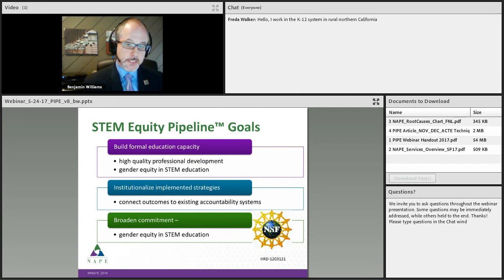But today's focus is really coming out of a National Science Foundation funded grant that NAEP has been implementing. We're actually in the 10th year of 10 years of this program. The first 5 years were between 2007 and 2012, called STEM Equity Pipeline 1.0, and then STEM Equity Pipeline 2.0 has been since 2012 and through this year, actually ending at the end of September. Through this process, we've been able to work with 20 states to first, as you can see from these goals, build the formal education's capacity through high-quality professional development focused on gender equity and STEM education, in many cases through career technical education, institutionalize those implemented strategies by connecting those outcomes to existing accountability systems, in particular the Perkins accountability systems, where we have the non-traditional participation and non-traditional completion, which we'll talk about in a minute, and broaden the commitment to gender equity and STEM education.